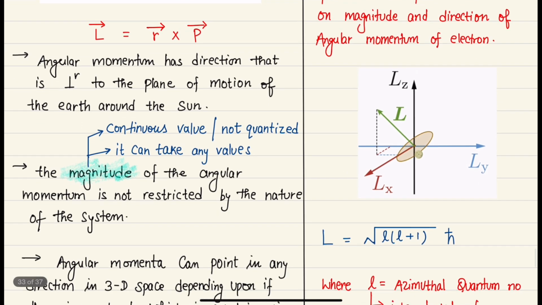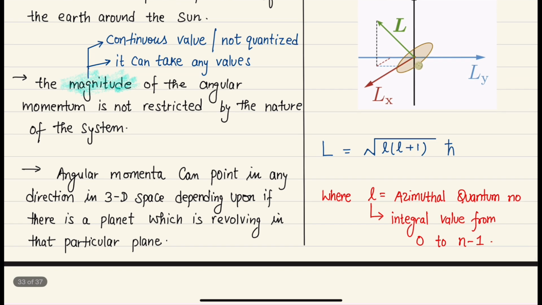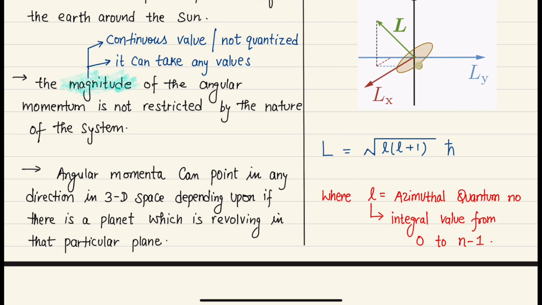Now, this is a diagram. We have an electron revolving in this plane, and perpendicular to this plane you have an L vector, the overall vector of the angular momentum produced due to the electron revolving around this plane. And this L vector has components in all directions, like Lx, Ly and Lz.